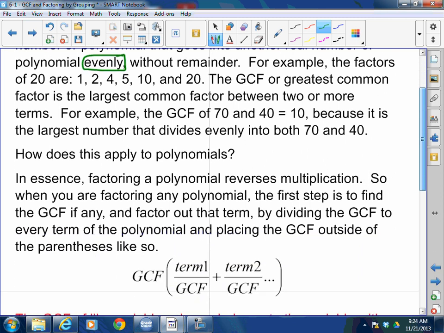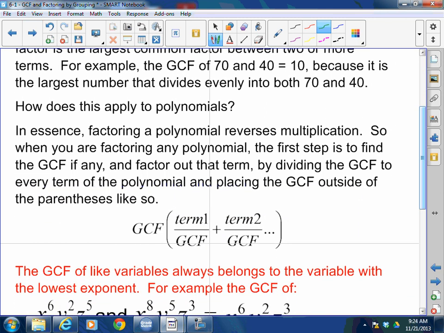Now, how does this apply to a polynomial? In essence, factoring a polynomial reverses multiplication. That's what factoring is, roughly. So when you are factoring any polynomial, the first step is to find the GCF, if any. Sometimes you're going to have polynomials that do not have a GCF, so you can't take anything out. Oh, well, no big deal. But once you do find that GCF, you factor out that term by dividing the GCF from every term of the polynomial and placing the GCF outside of the parentheses like so.